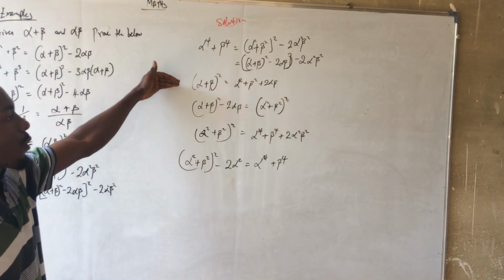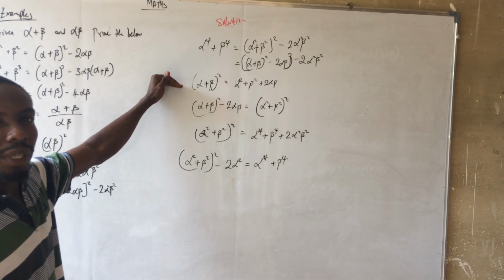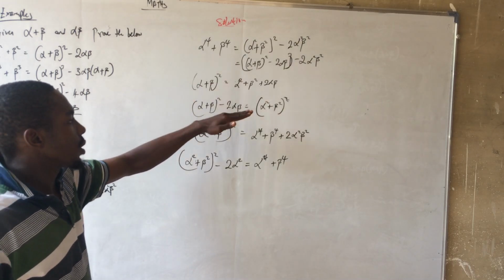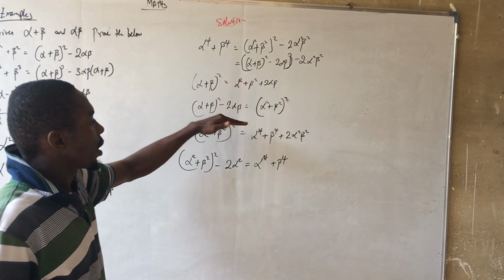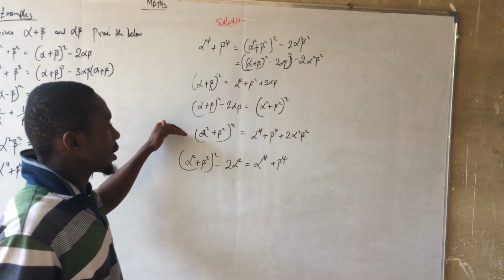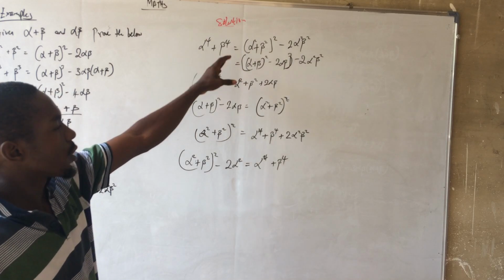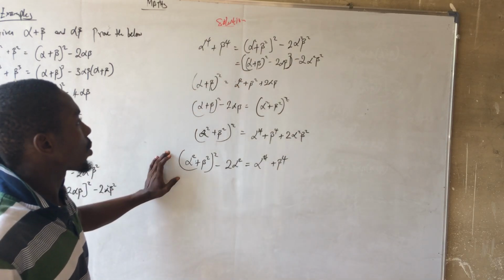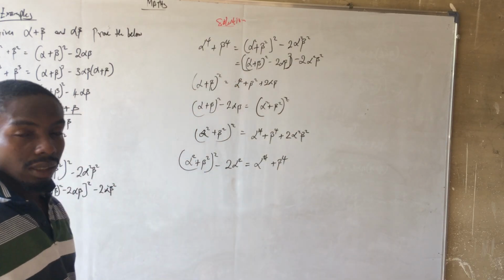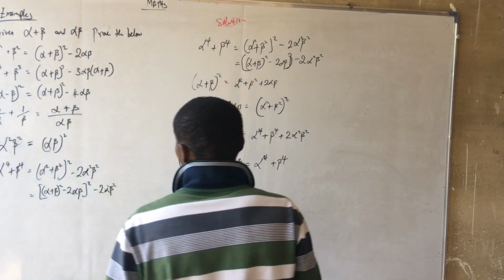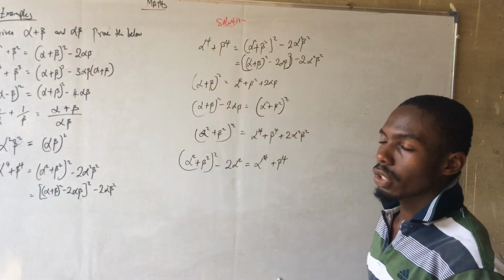So I started from where I know, from the simplest one. I proved that this is equal to this and that this is equal to this. I came here again, I showed that this is equal to this, and I obtained that alpha raised to the power 4 plus beta raised to the power 4 is equal to this. And that is the end of the proof. There are still many other ways. This is not the only way to prove it.